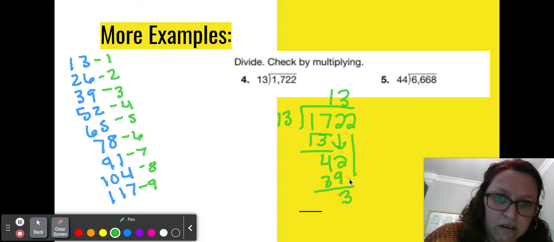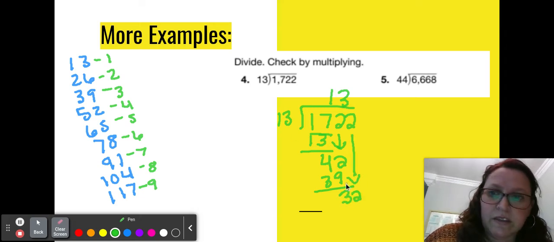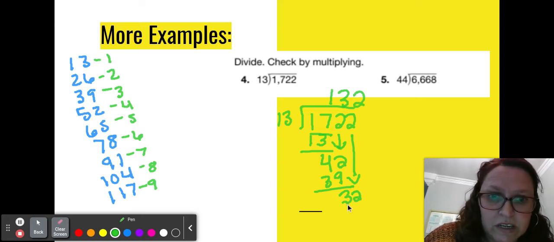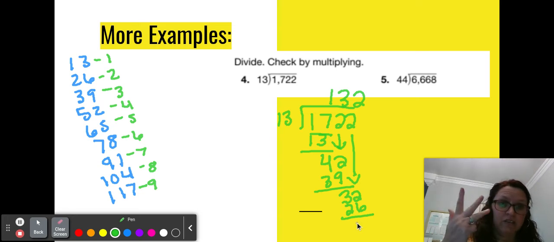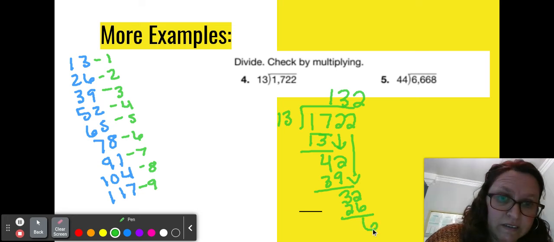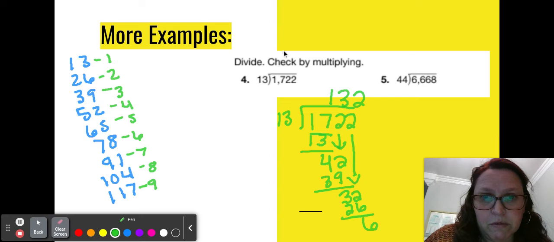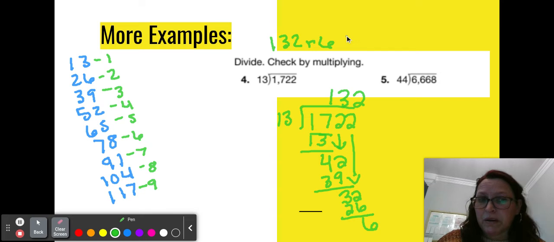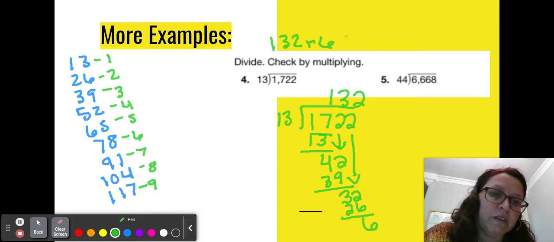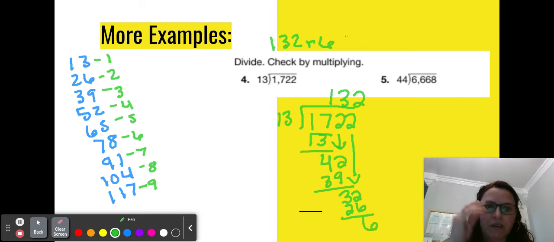And I've got to bring down my 2. The number less than 32 is 26, which is 2. 2 times 13 is 26. 26, 27, 28, 29, 30, 31, 32. So that's 6. So my answer for number 4 would be 132, remainder 6. You can put an uppercase R or a lowercase r, whichever you feel more comfortable with.